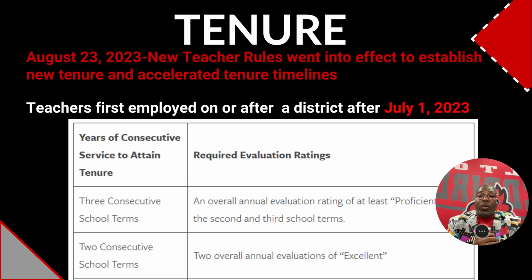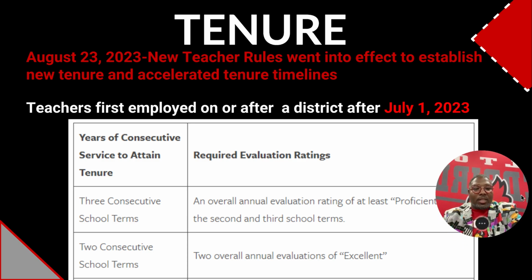Getting into the tenure rules, there were some changes. As of August of last year, the new teacher rules went into effect to establish new tenure and accelerated tenure timelines. Teachers first employed in the district on or after July 1 of 2023 can expect this. After 3 consecutive school terms, with an overall evaluation rating of proficient in the second and third terms, the teacher will get tenure.